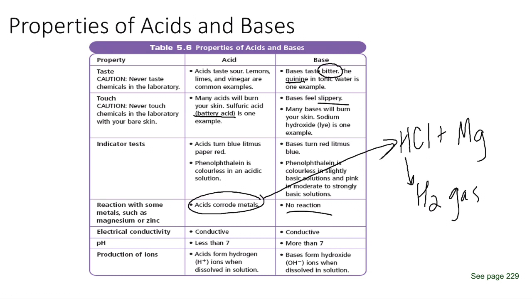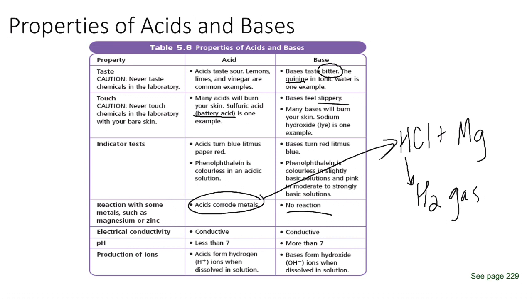There are many different indicators for acids and bases. You use indicator charts to figure out which one will be the most useful and applicable. Acids react with metals, bases do not. Both are electrically conductive because they give off ions. Acids have a pH below 7, bases are above 7. Acids produce hydrogen ions, bases produce hydroxide ions.